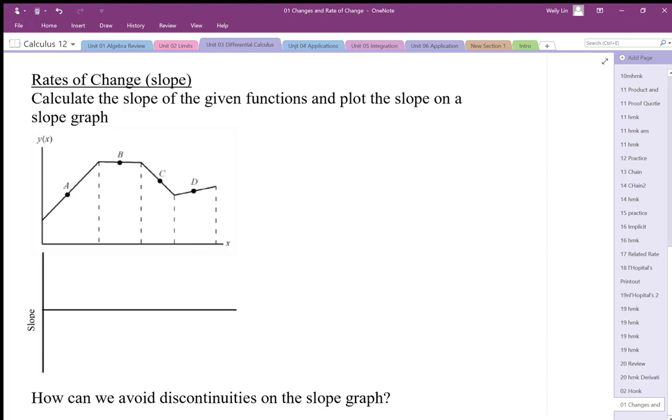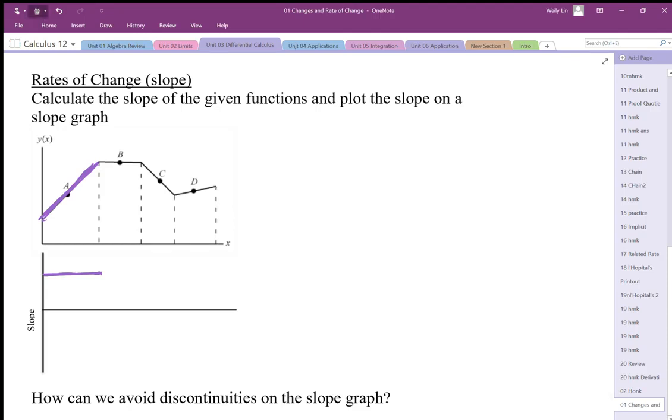And if I take a look at this graph, this is a y function. I want to graph the slope. I want to know what the slope looks like. So if I take a look at this A section here, this piece has this slope. It looks like it's positive, kind of positive. I don't know exactly what it is, but I'm going to put it up here. And it's constant. So there's my slope for A.